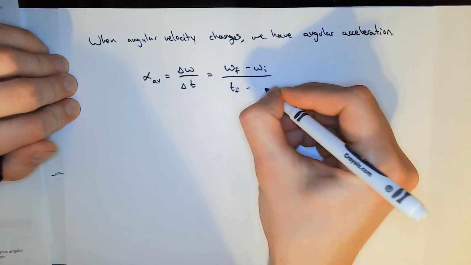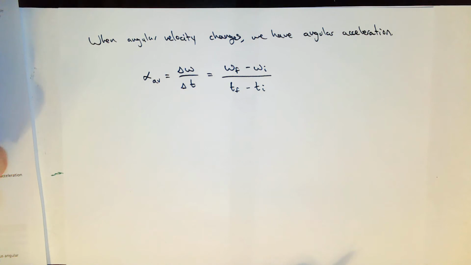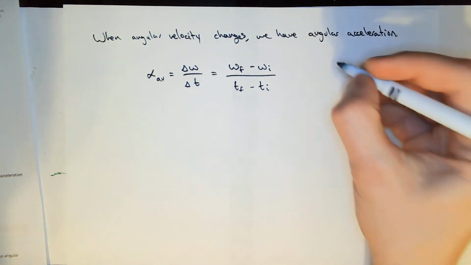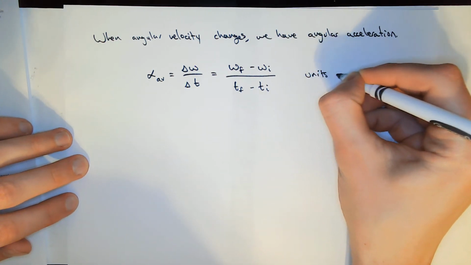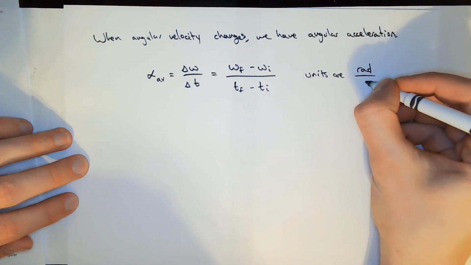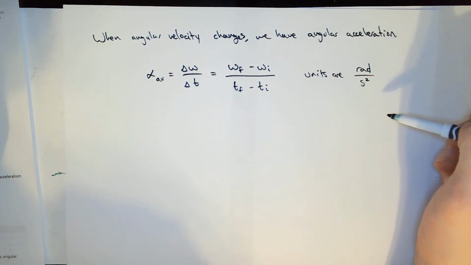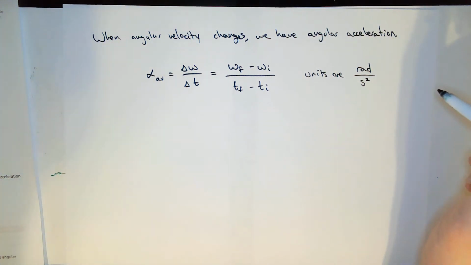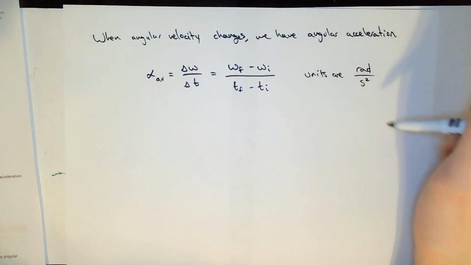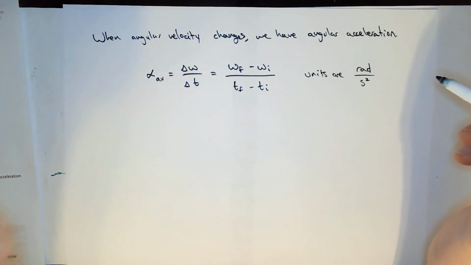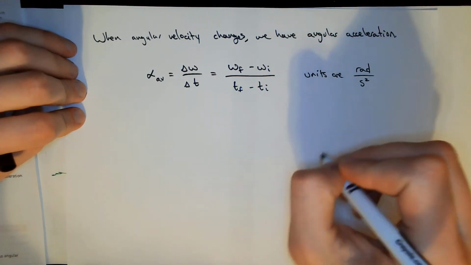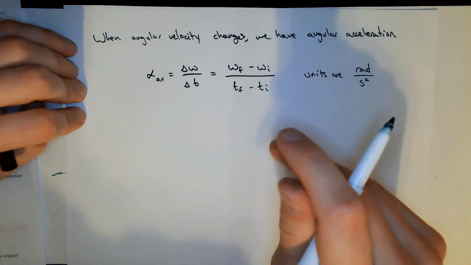I didn't write this for any of the others, since we know what the delta symbol means, but there it is, just in case. And the units are radians per second squared. Just like meters per second squared, this time it's radians per second squared. And similarly to angular velocity, positive angular accelerations are in the counterclockwise direction, and negative are in the clockwise direction.